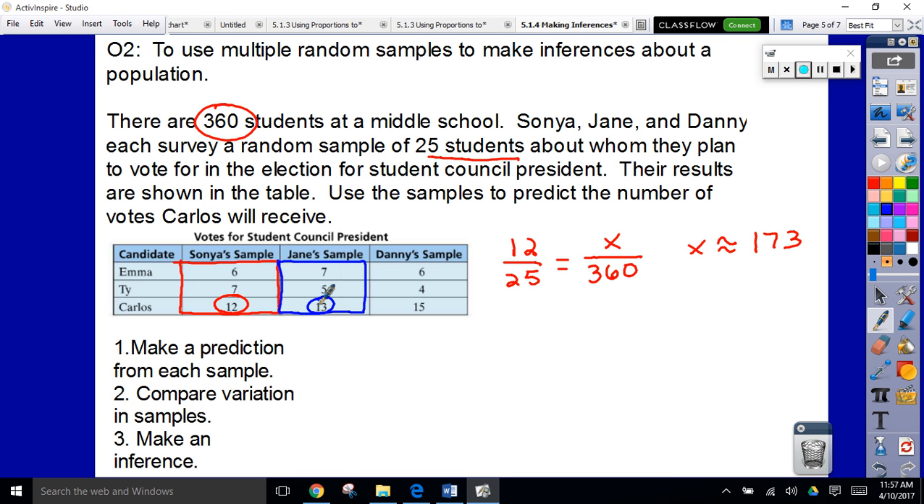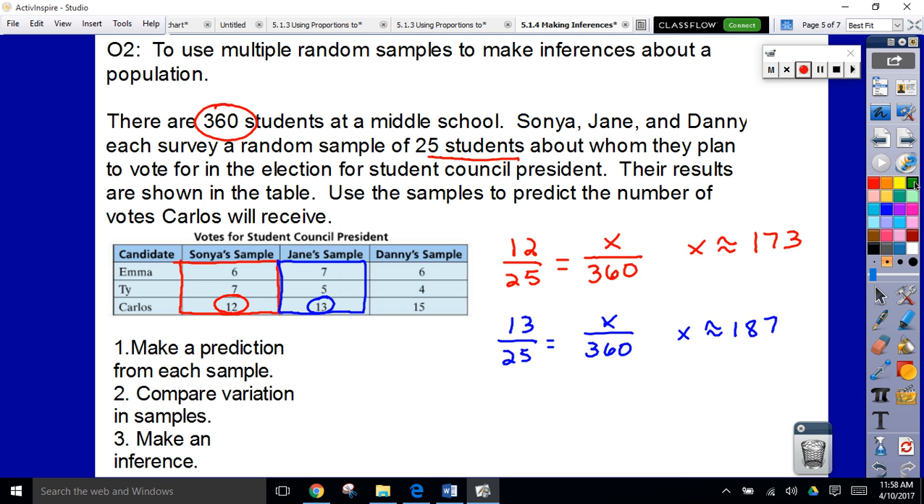And Jane's sample said that 13 students will vote for Carlos. Can I have a volunteer to set up the proportion for Jane's sample? Bryant, go ahead. 13 over 25 equals x over 360. Good. We're still using the same thing on the right side because we still have that sample of 360. Did you solve it by any chance? First person to get an answer for this, raise your hand. Megan? I got about 180. 180. Good. About 187.